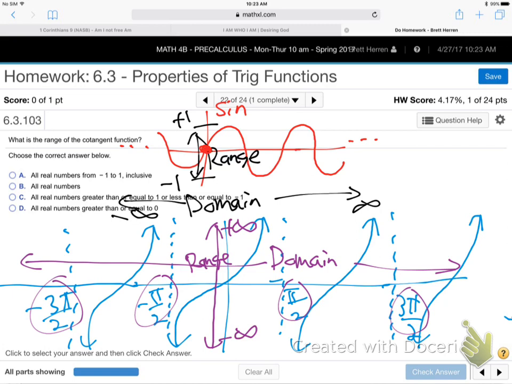All right, and they're asking me about, what are they asking me about? Cotan. Cotan's basically the same thing, because he's just 1 over the tan. So it's going to be -infinity to +infinity. Right? Yeah, so it's B. It's all real numbers. So cotan is just like tan, it's just shifted.